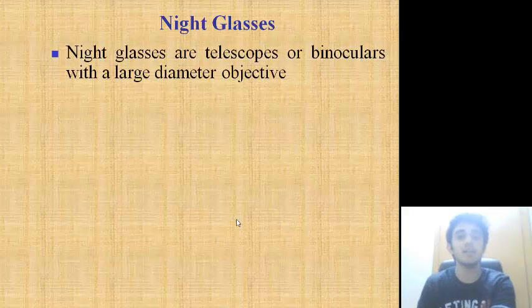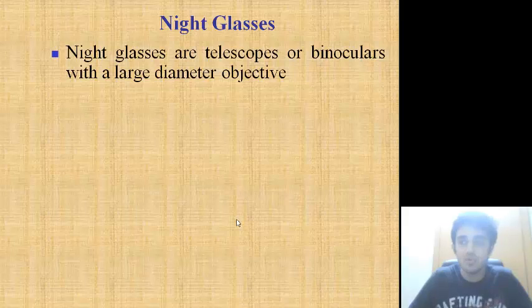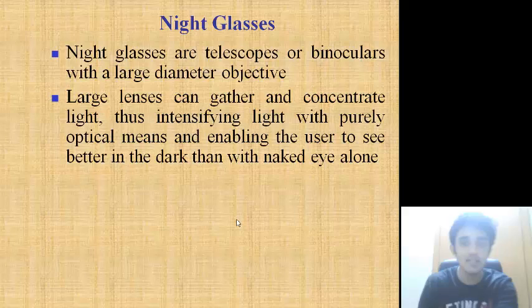Night glasses are telescopes or binoculars with a large diameter objective, which means that you can view large areas using these night glasses. Large lenses can gather and concentrate light, thus intensifying light with purely optical means and enabling the user to see better in the dark than with the naked eye alone. Which means that the night glasses are really huge so that they can concentrate on wider areas and get intensified light by optical means, enabling them to see in the dark.